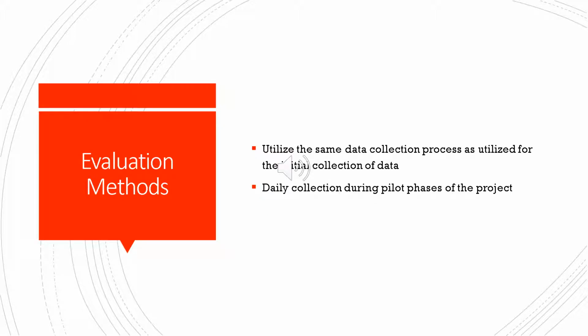As we've previously discussed, evaluation and determining outcome metrics is vital to the success of the project. In order to know how far you've come, you've got to know, first of all, where you started and then where you are in the process. So, utilizing the same data collection process as used in the initial collection of data through the safety reporting system is how data will be collected to determine the amount of hemolyzed specimens. And secondly, throughout the pilot phases of the project, daily collection will be occurring to determine if there's any changes, for example, if we change products, if there's any changes in the number of hemolyzed specimens.